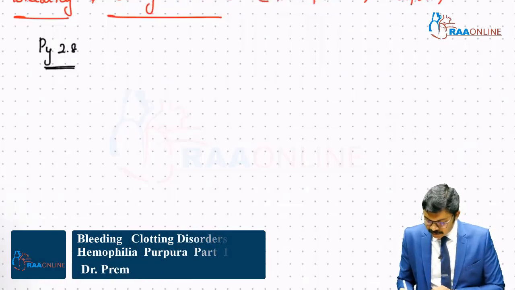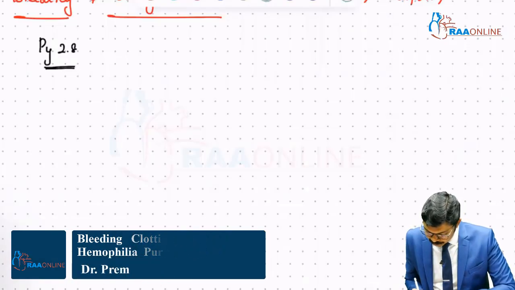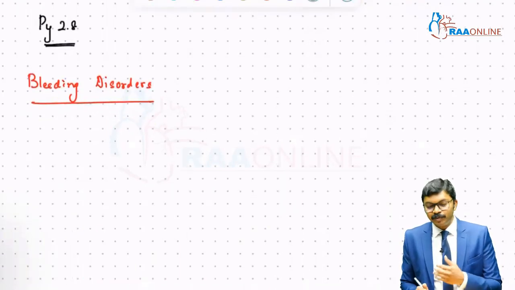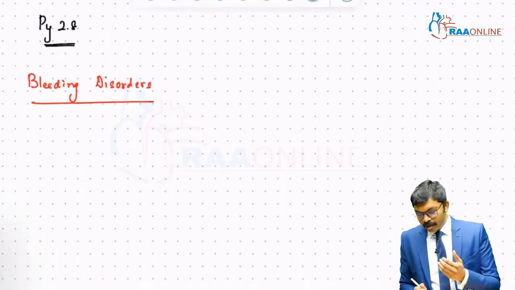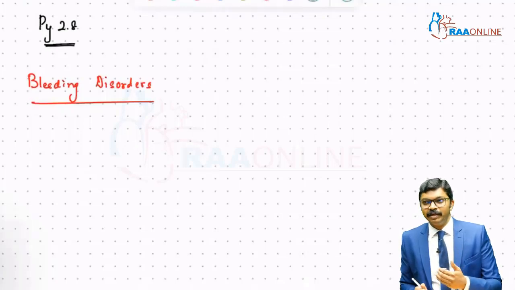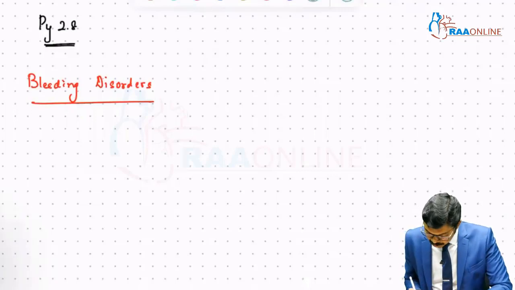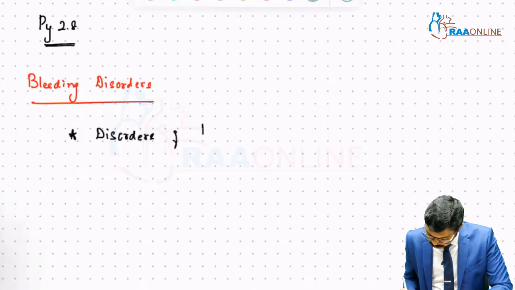So guys, let's get on with bleeding disorders. Bleeding disorders are conditions that lead to abnormal excessive bleeding, and this abnormal excessive bleeding is essentially because of disorders related to platelets or thrombus formation. So at the outset, bleeding disorders are essentially, number one, disorders of platelets, or number two, they belong to disorders of thrombus formation.